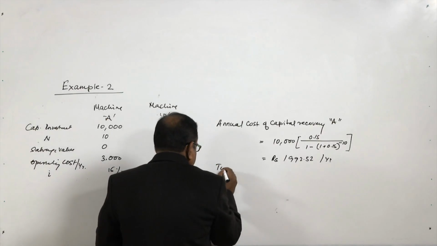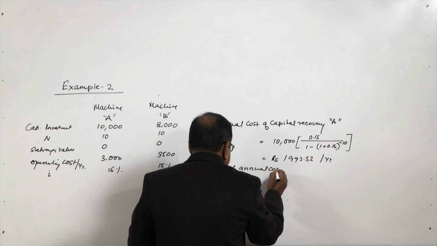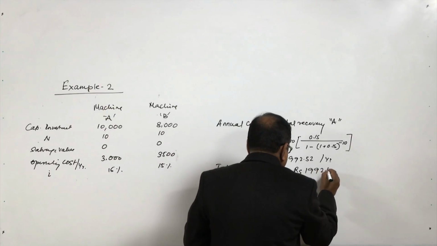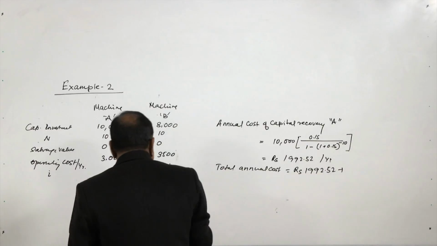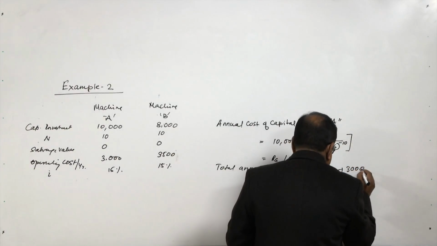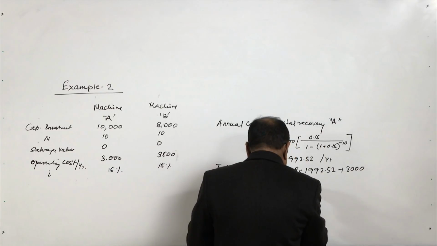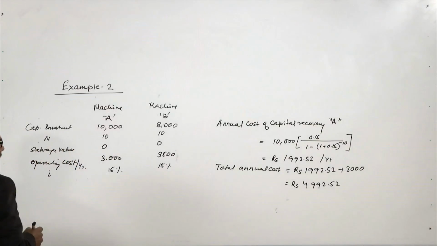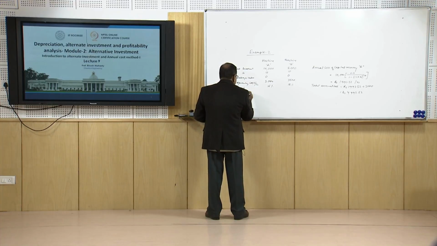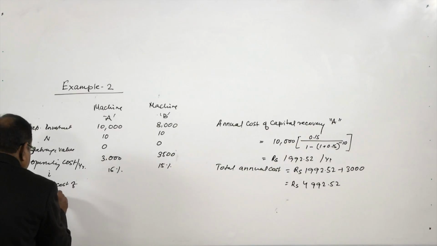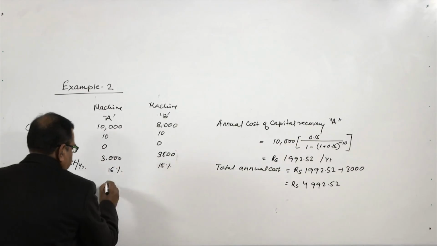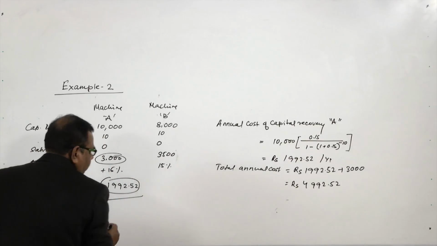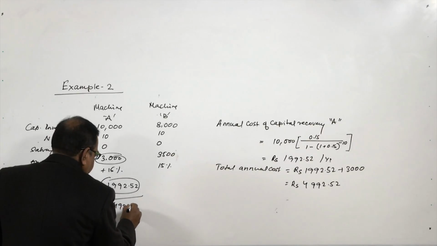So, the total annual cost, that means per annum how much I am spending, is equal to rupees 1992.52 plus this operating cost, which is on a per year basis, 3000. It comes out to be rupees 4992.52. So, this annual cost of capital recovery is 1992.52, and when I add this with this, this becomes rupees 4992.52.